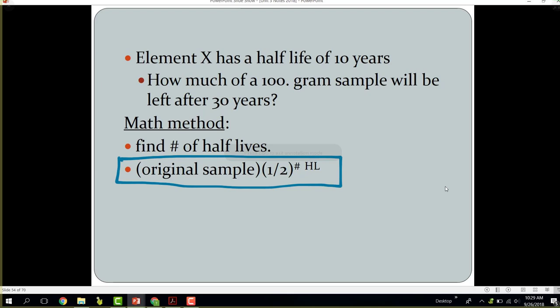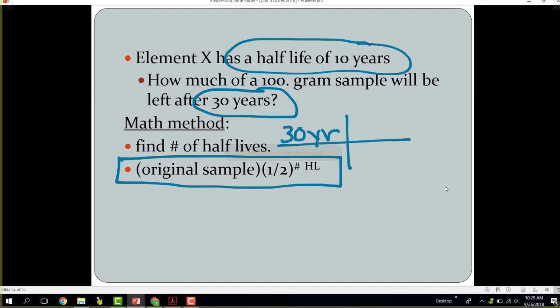So our first thing that we need to do is find the number of half-lives. We see that we want 30 years to go by. So in that 30 years, how many half-lives went by? Well, my half-life is 10 years. So 10 years is equal to 1 half-life. So years will cancel and I can multiply through. 30 times 1 divided by 10, and I get 3 half-lives. And you should always get a whole number. If it's something that's really close, like 3.99, obviously that would be 4. So it should be a whole number.